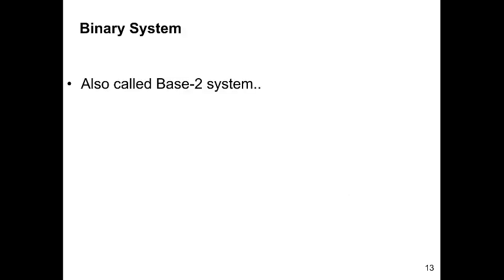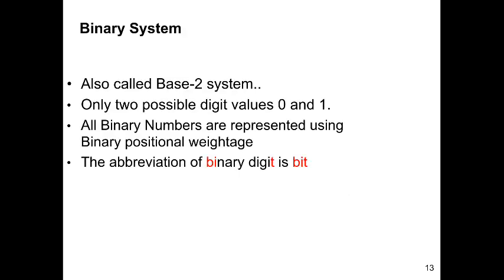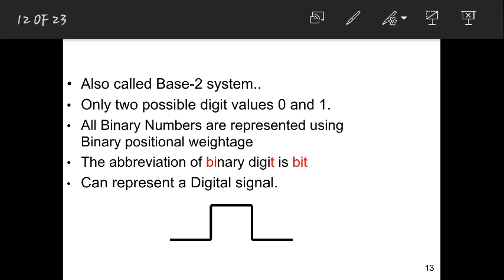Next, this is the binary system. The binary system is also called the base 2 system. Before, we saw that 567 was a decimal system, which is why we mentioned the base as 10 for a decimal number. For this binary number we will write the base as 2. Only 2 possible digit values will be there in the system, that is either 0 or 1. All binary numbers are represented using binary positional weights.